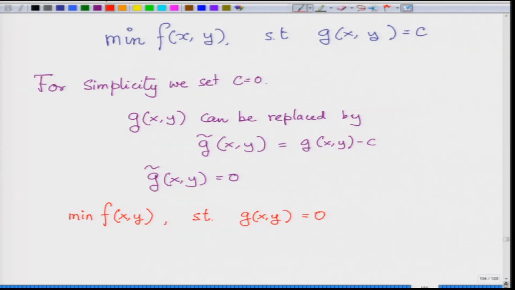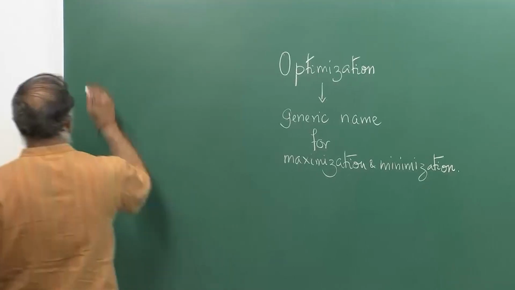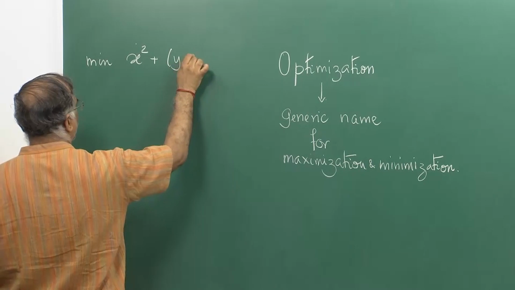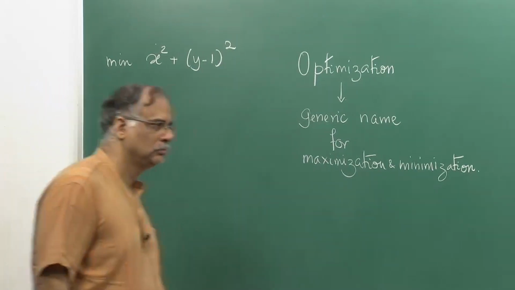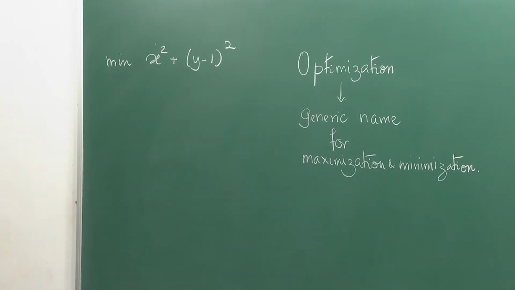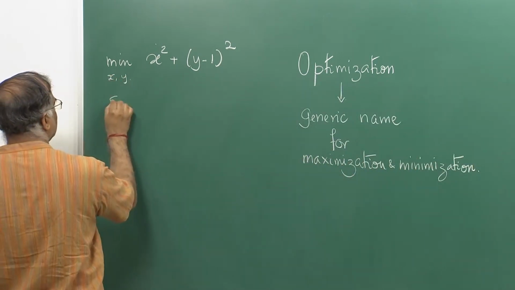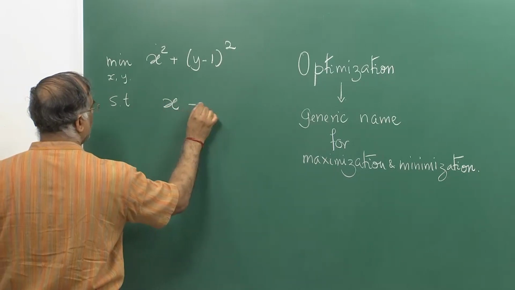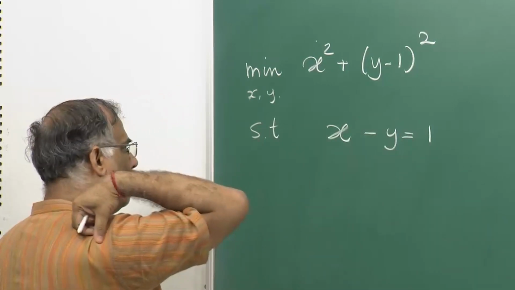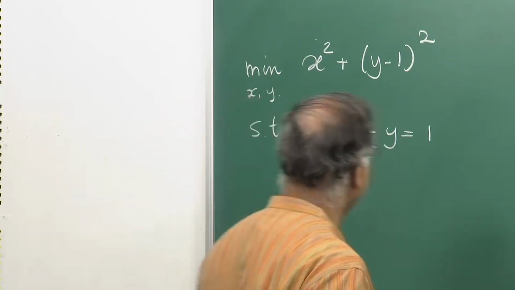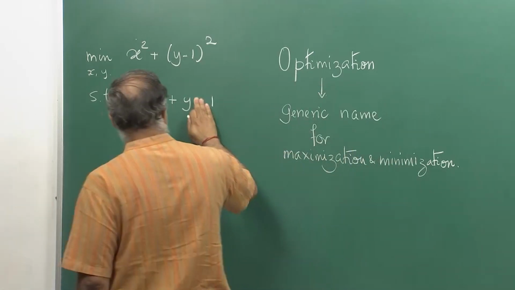Now, if I want to solve this problem, what should be my first thinking? Let us try to understand that algebraically. For example, if I have, say, minimize x square plus y minus 1 whole square such that, so you minimize over x y such that x plus y is equal to 1. So g x y equal to c, or x plus y minus 1 is equal to 0.